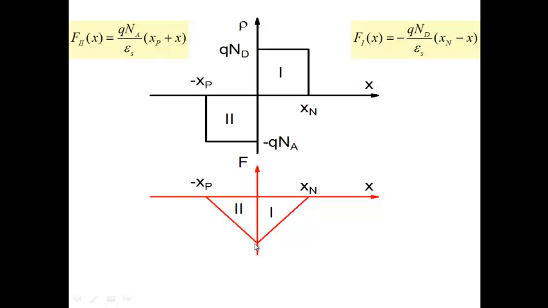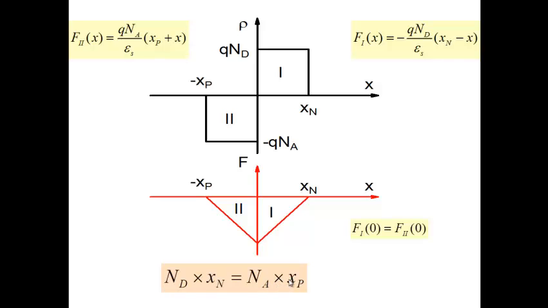The field, of course, is continuous here. The same value of the field is here. So the field in region 1 at 0 must be equal to the field in region 2. And so when you equate the two field values at x equal to 0, it gives you ND times xn equal to NA times xp.